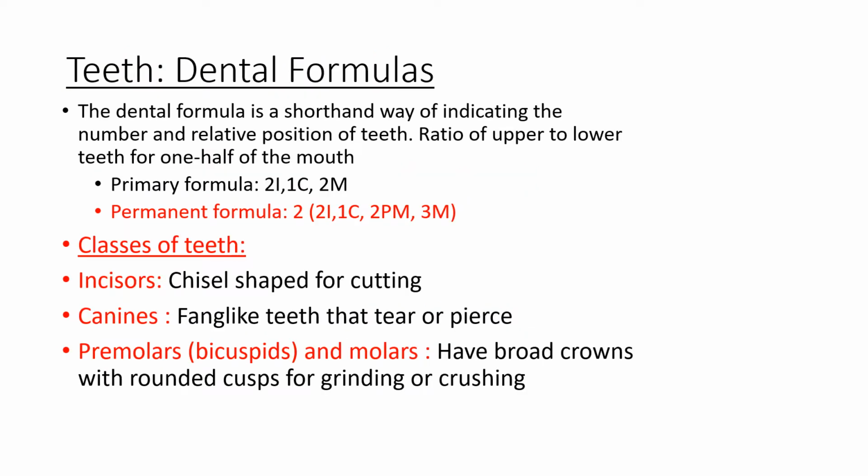Teeth within the oral cavity assist in the processes of physical digestion and mastication. The number of teeth in a mouth is represented by the dental formula. The dental formula is the number of teeth in one half of the mouth. One half of the mouth would consist of 2 incisors, 1 canine, 2 premolars, 3 molars, multiplied by 2.